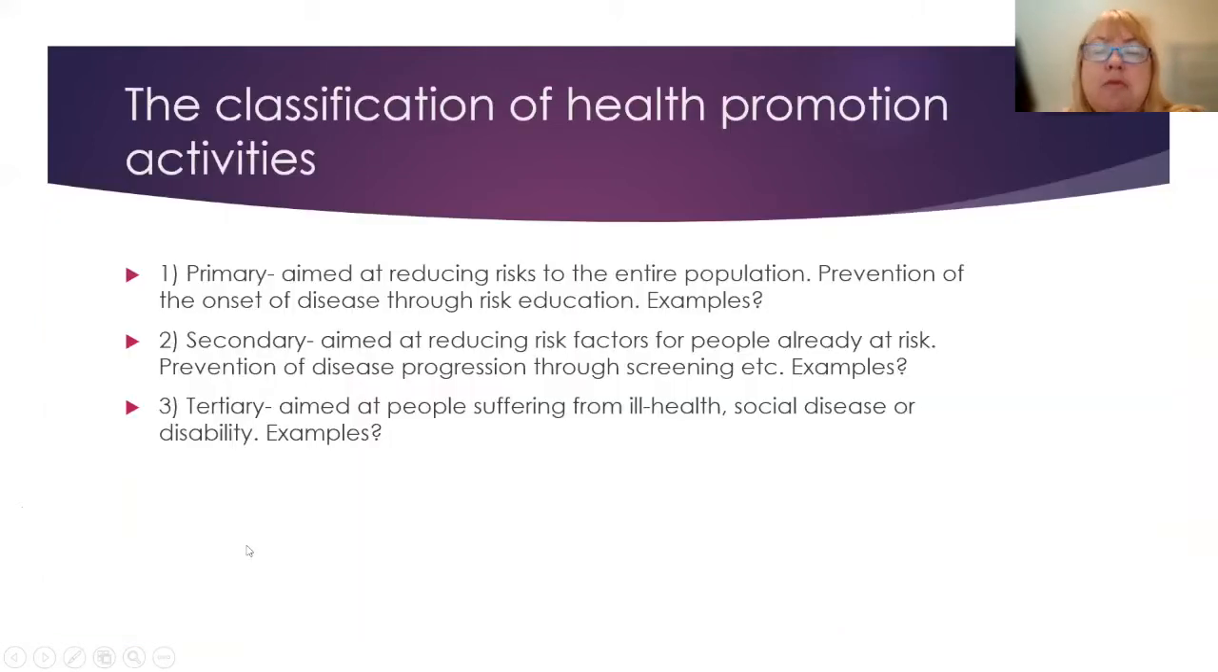Okay, so health promotion activities are classified into 3 different levels: primary, secondary, and tertiary. A primary health promotion campaign will be focused on the entire population. The idea is to reduce general risk, okay? So it could be to prevent the onset of disease through educating people about a risk. Or it might be a disease that is actually around, but it's to prevent it getting bigger.